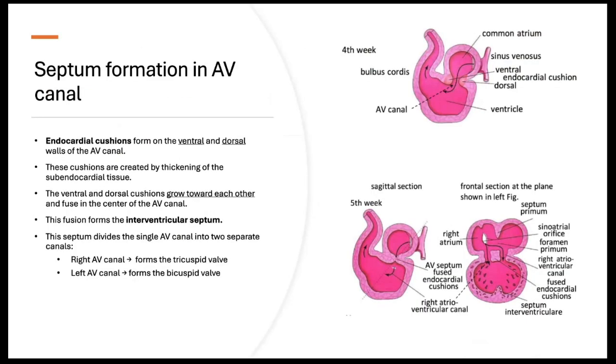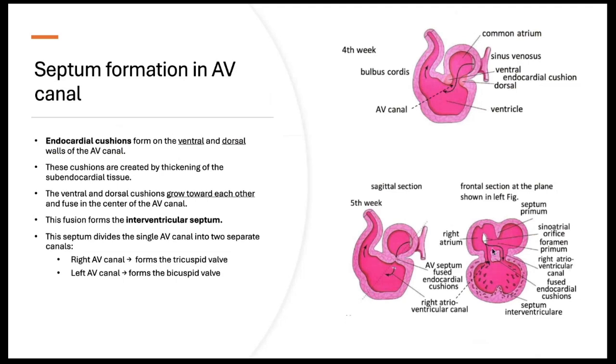So how is the septum exactly formed? The endocardial cushions are formed on the ventral and the dorsal walls of the atrioventricular canal, just like I said right now. This cross section of this diagram is sagittal, so you're looking at it cut sideways. You can see this part over here and this part over here. This is the endocardial cushion, and they keep on growing towards each other to a point where they fuse, like you see in this diagram. So this fuses. This is the atrium and this is the ventricle. And if you see it from the frontal section, this is the fused endocardial cushion.